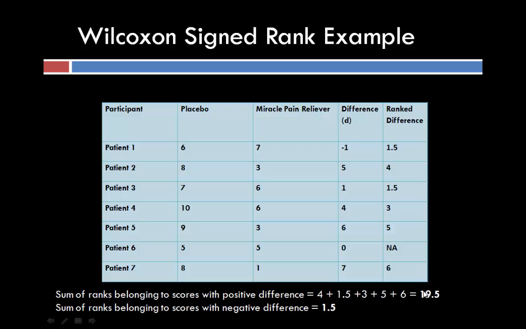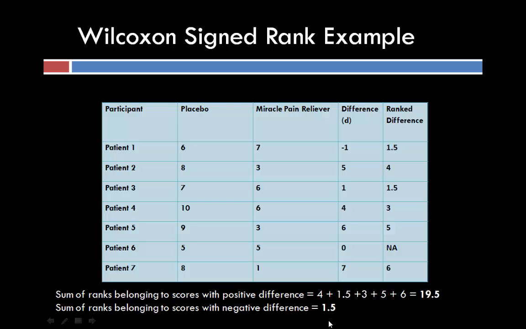And so what we do next is we sum the ranks belonging to scores with a positive difference. So these will include all the patients except for our patient 1 because they have a negative difference, and again we disregard patient 6 because there is no difference between the two. So we add up all the positive ranked differences here and we get 19.5.